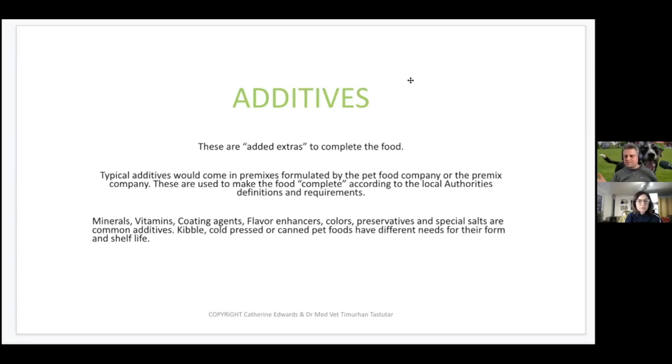These are additives because they are added extras to complete the food. What does it mean? The easiest way to sell pet food to bigger masses is to make it complete. That means the person buys it, just puts it into the bowl and forgets about it, because it has everything that the dog needs, right? Okay, yeah, that is correct. And we will talk about that too, what it is supposed to do and what it doesn't actually do.